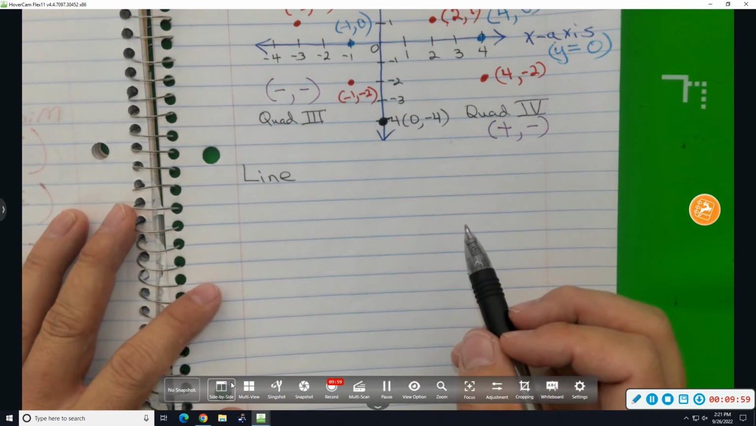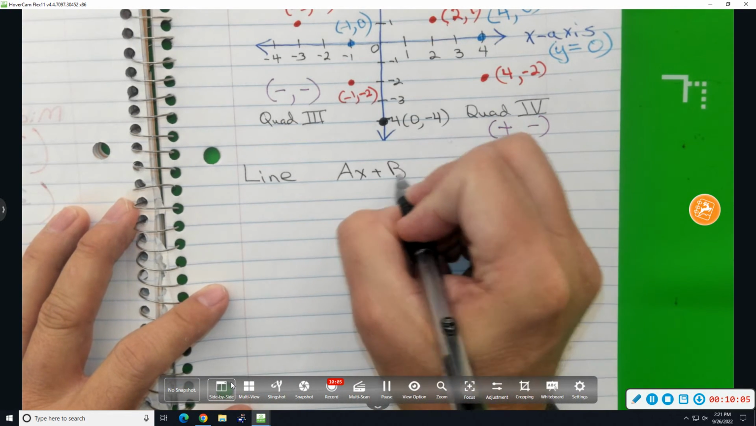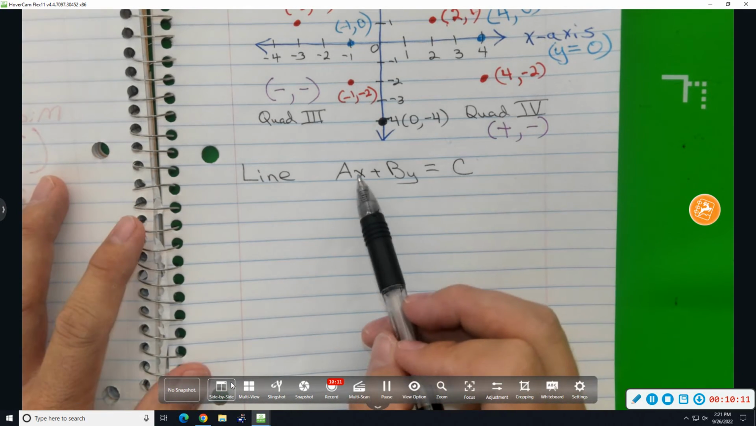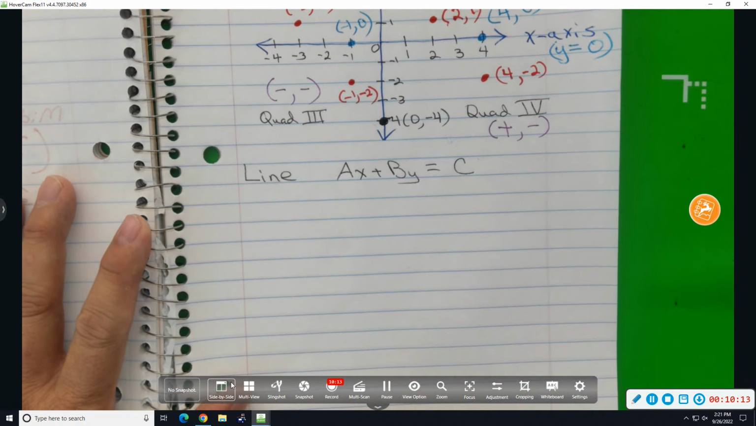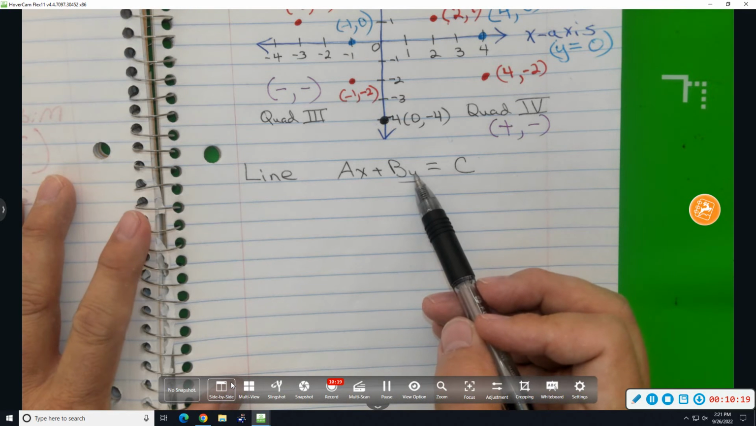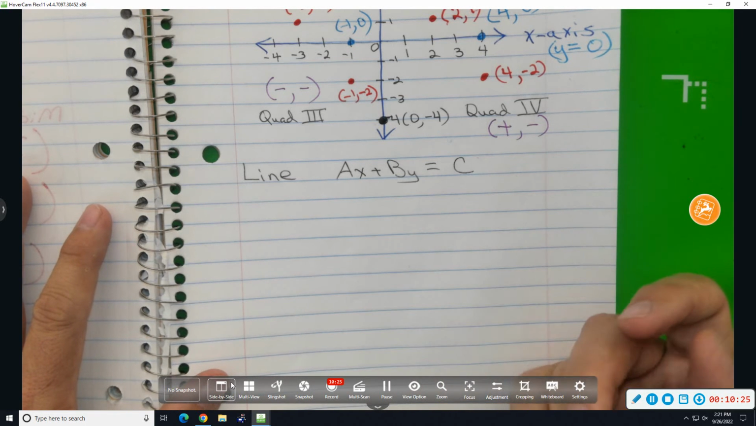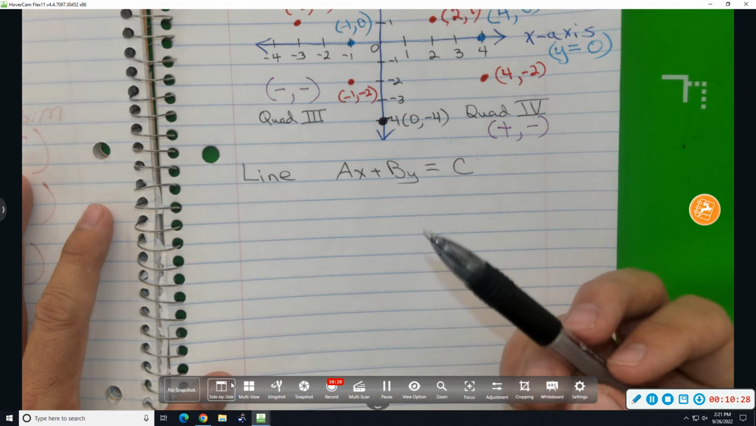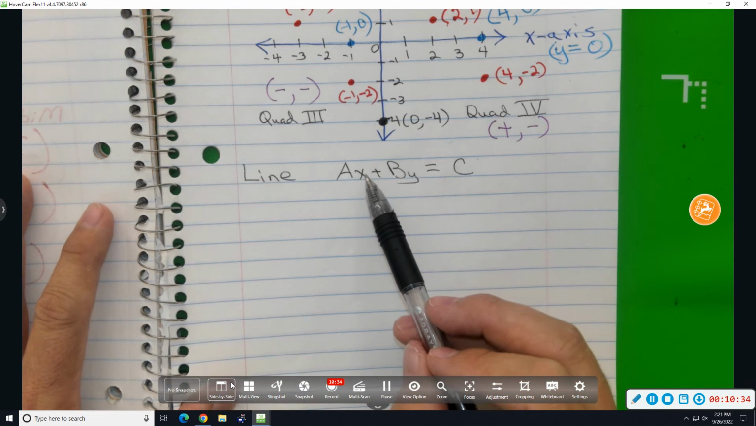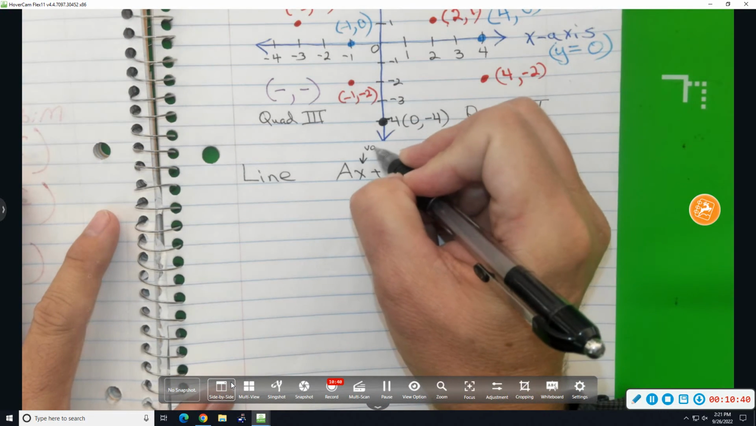If an equation represents a line, then you should be able to write it in the form ax plus by is equal to c, where a, b, and c are numbers, and the variables are x and y. Now, it's possible you won't have both an x and a y. If a were 0, you'd only have a y. That's fine. If b were 0, you'd only have an x in the equation. But notice you don't have an x squared. You don't have a y squared. You don't have an exponent appearing on those letters. x and y are the variables.